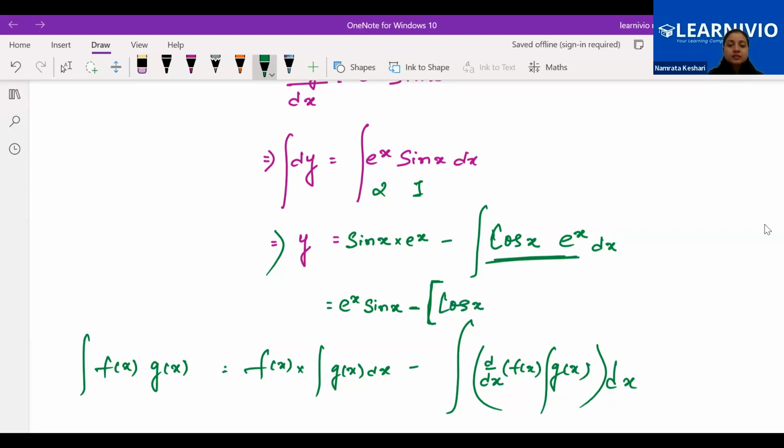Cos x e to the power x, minus minus e to the power x, or sin x, minus sin x into the integral of e to the power x, that is just e to the power x dx. Yeah, let's simplify it.